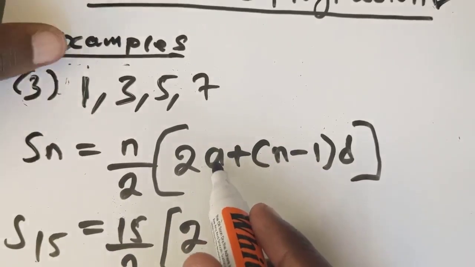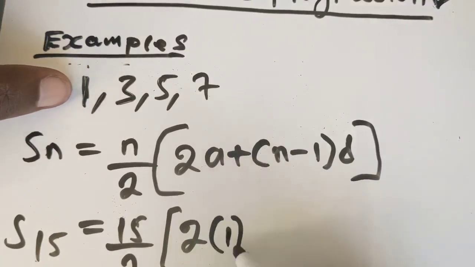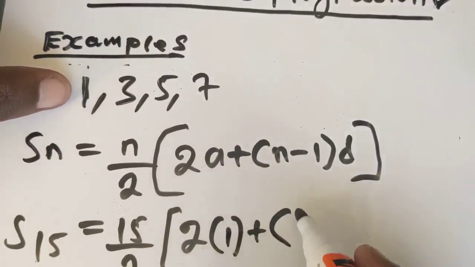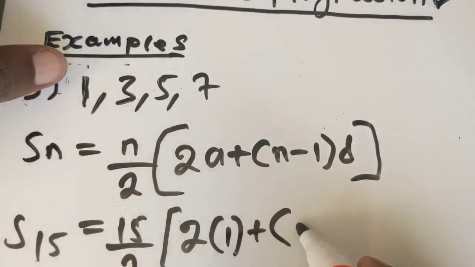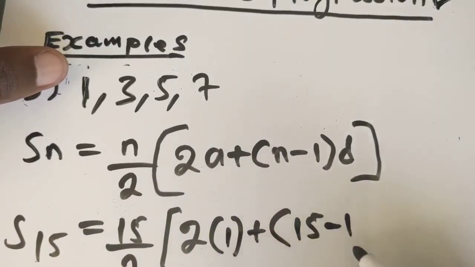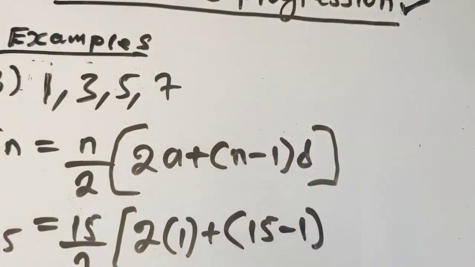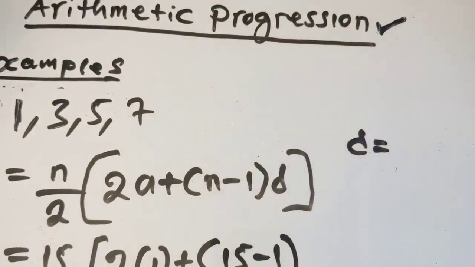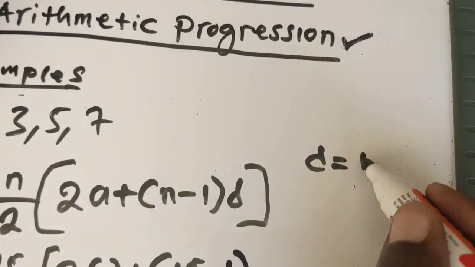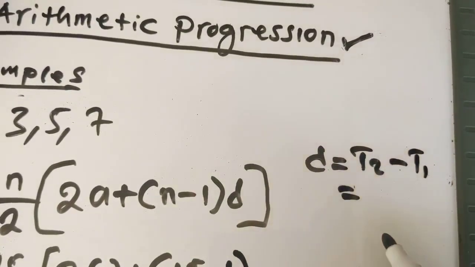Then 2 multiplied by a. What is a? A is the first term, that is 1. Then plus, open bracket, n is 15, so you put 15 minus 1. Then d, you need to find the common difference. So d is equal to term 2 minus term 1.